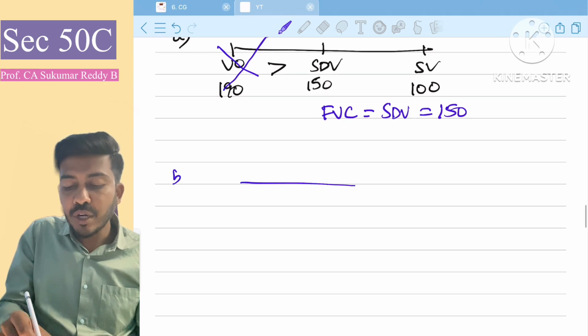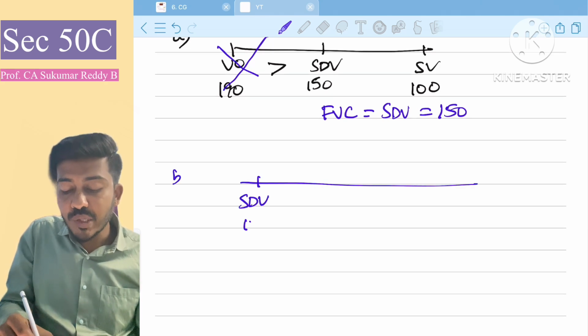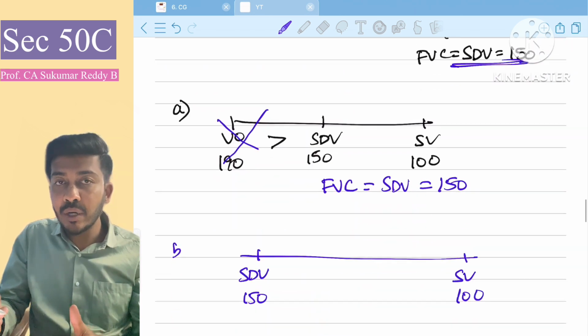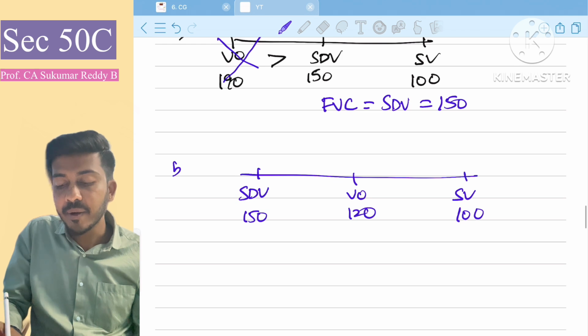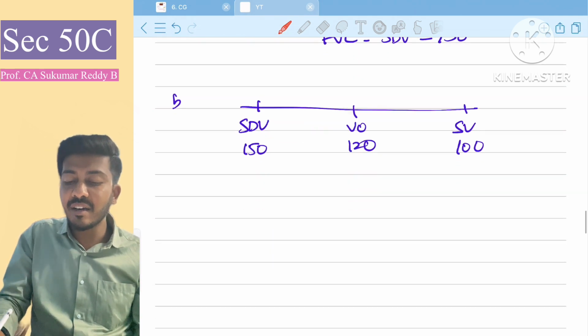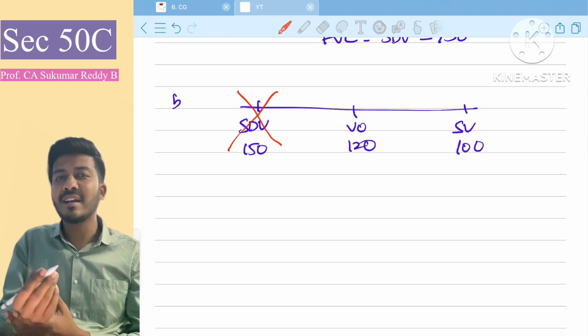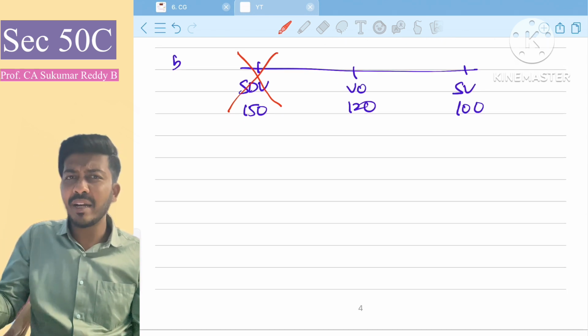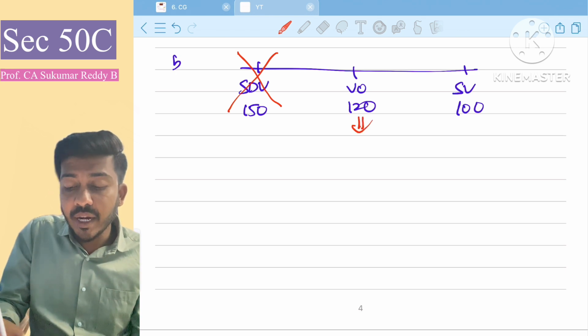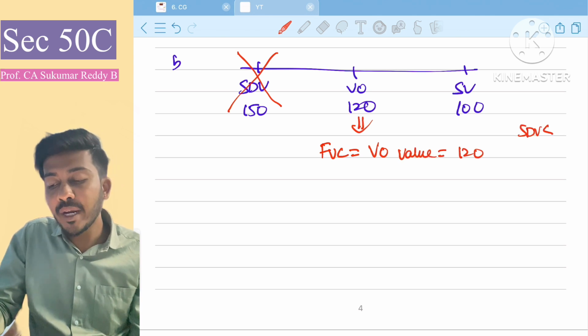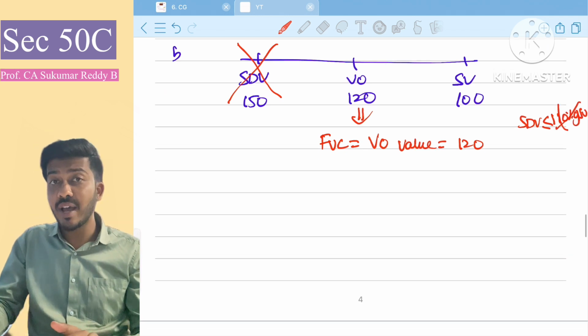Case B. Let us put a roadmap again. In case B, SDV is 150 lakhs, SV is 100 lakhs, and the valuation officer is telling 120 lakhs is the value of the property. Correct? It is clearly evident here that SDV is a wrong SDV. The assessee has taken a correct decision by asking the valuation officer, I mean indirectly the assessing officer. Here, your full value of consideration is straight away going to be the valuation officer's value, that is 120 lakhs. No need to check whether SDV is less than or equal to 110 percentage of SV, nothing. Straight away the valuation officer's value will be your answer.